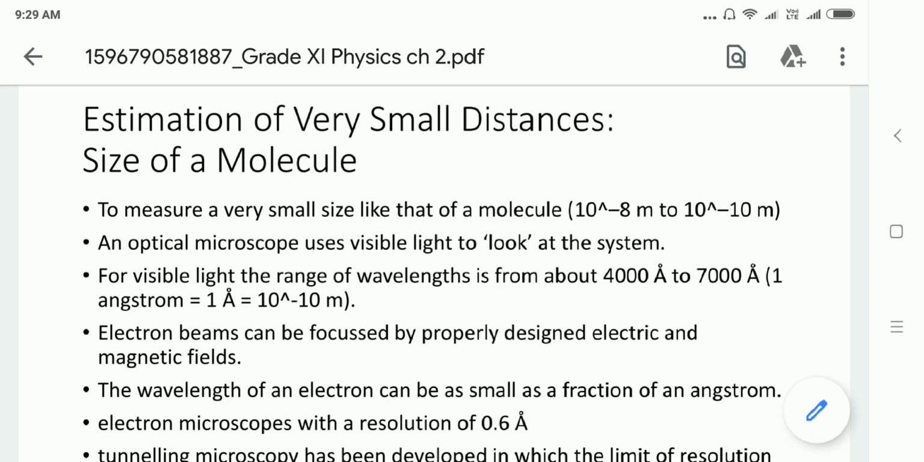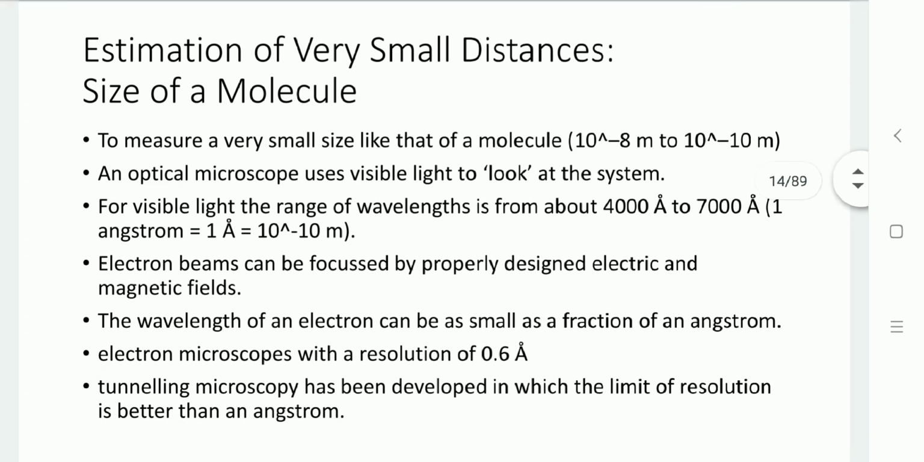Other than that, the technology which is being utilized right now is tunneling microscopy. This tunneling microscopy was developed, and it also gives better resolution, better than the angstrom range. So by using this technique, we are able to measure the size of molecules. Now to understand this method, let us do one activity.